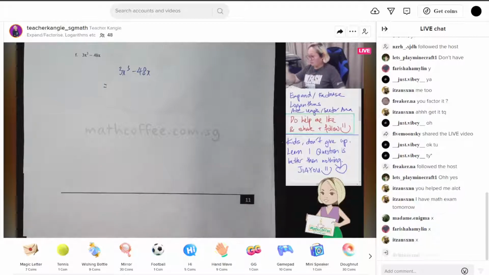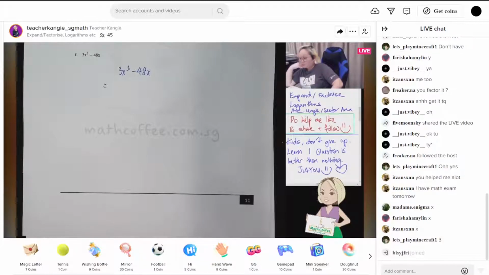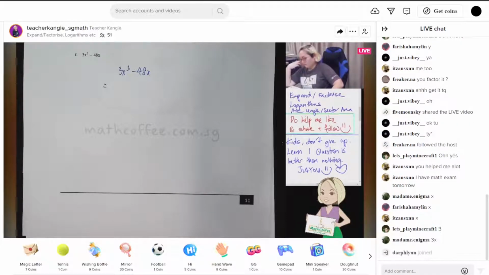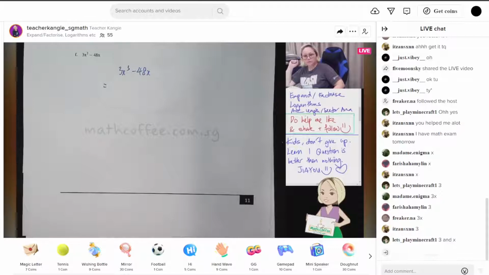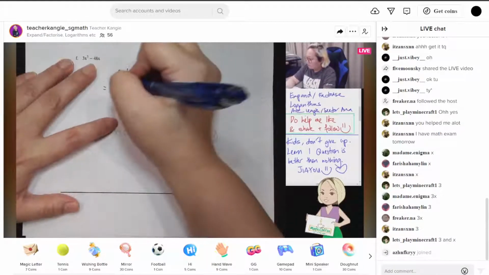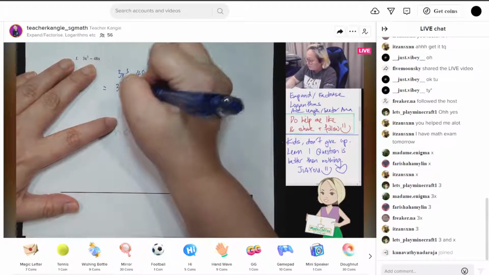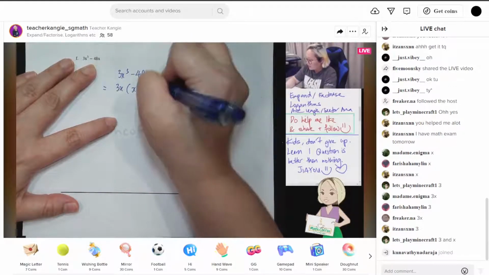Good. Okay, other than x, what else can you take out? More than x. 3 and 48. Is there any common number that you can take out? Yeah, so you take out 3x. So take out 3x, and you are left with x squared minus 16.